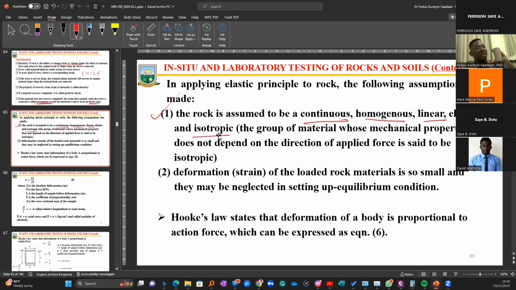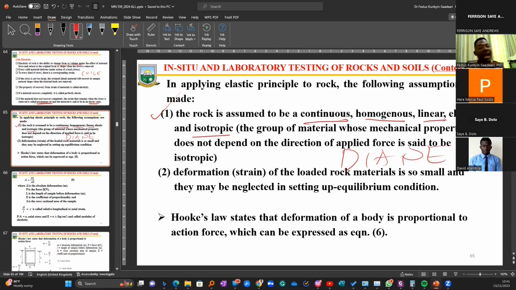And so in the same way, we are looking at our rock sample such that it has all of these properties, so that when we are applying the principle, it says that when I subject the rock to any stress, it should go back to its original form. But you are saying your rock is discontinuous, it is inhomogeneous. How will it go back to its original form? It won't work. And that is why we make this assumption that the rock is CHILE, that is, continuous, homogeneous, isotropic, linear and elastic. Then we can use this principle.